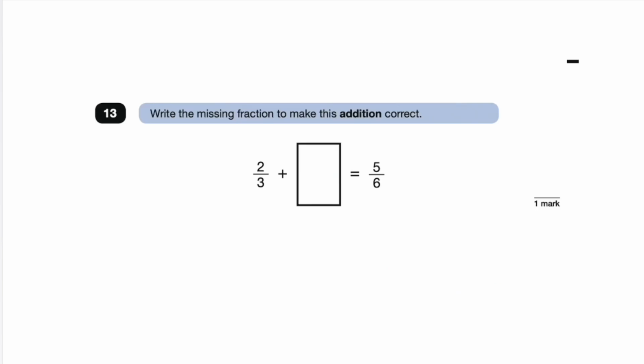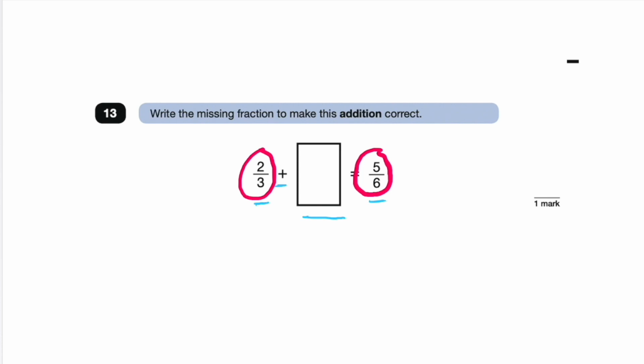Okay, jumping into question 13. It says, write the missing fraction to make this addition correct. So we can see that this is an addition question and we have a missing fraction. So let's look at what we know. We know that the answer is going to be 5/6, but the start of our question is 2/3. So we have different denominators. We have a 3 and a 6. And we know when we are adding fractions, we must have the same denominator.